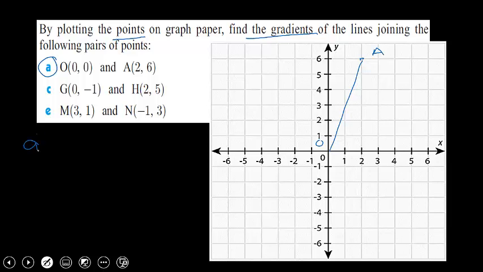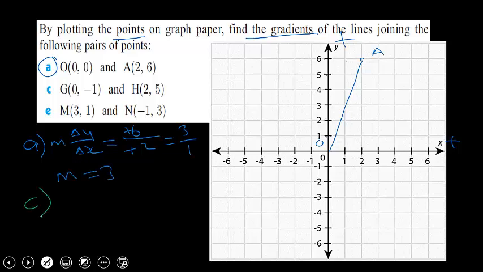So for A, we know that m is change in y over change in x, which is going to be 1, 2, 3, 4, 5, 6. 6 up, so that's plus 6 over, remember plus is at the top, so it's plus 6 over 1, 2. Plus 2, because to the right is plus as well. So my m is going to be 6 over 2, which is the same as 3 over 1. So for A, m equals 3.